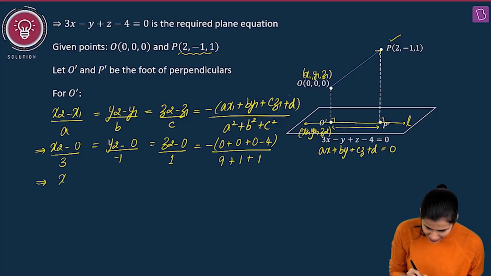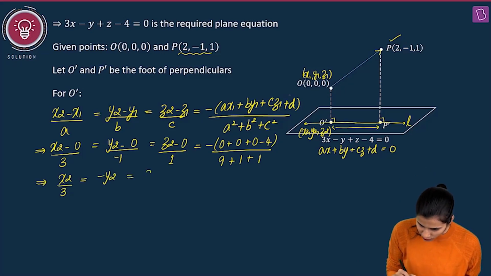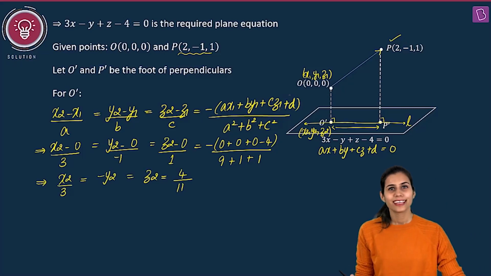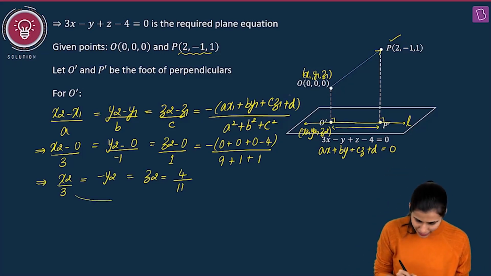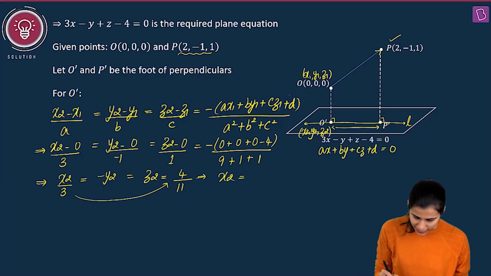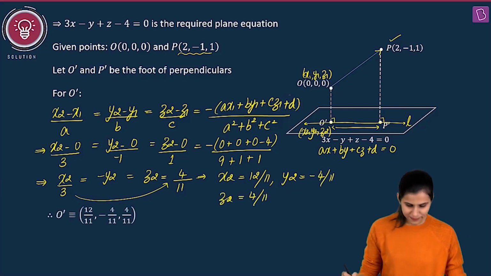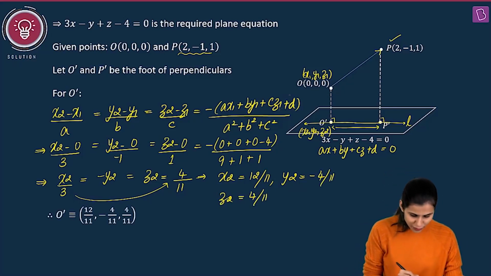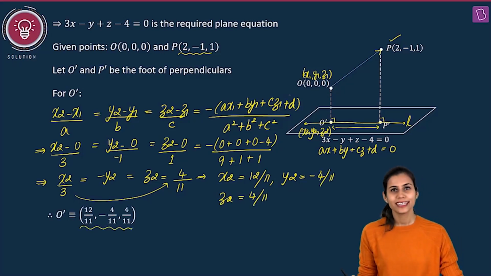Cool. So you get x2 by 3 equals minus y2 equals z2 equals 4 by 11. Now you know x2 by 3 is equal to 4 by 11 gives you x2 to be 12 by 11. What about y2? It will be minus 4 by 11. And what about z2? It will be simply 4 by 11. Bingo, you have the coordinates of O dash with you.